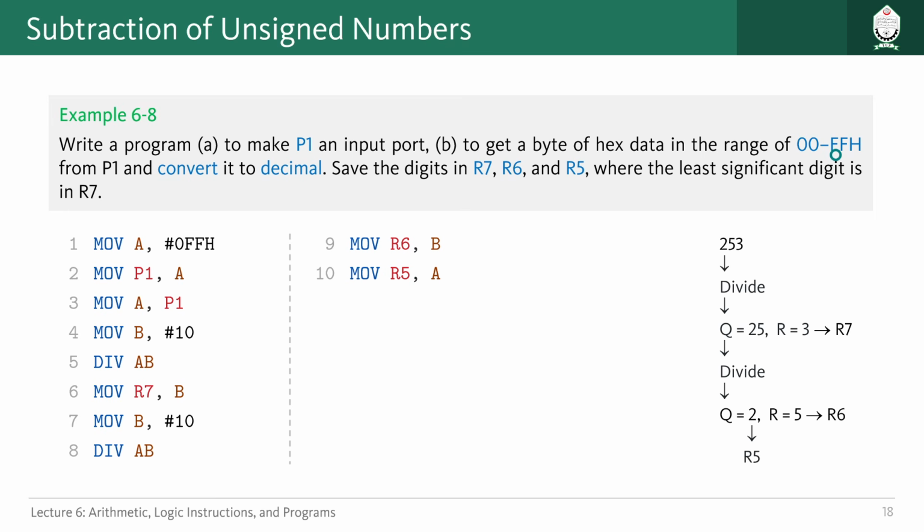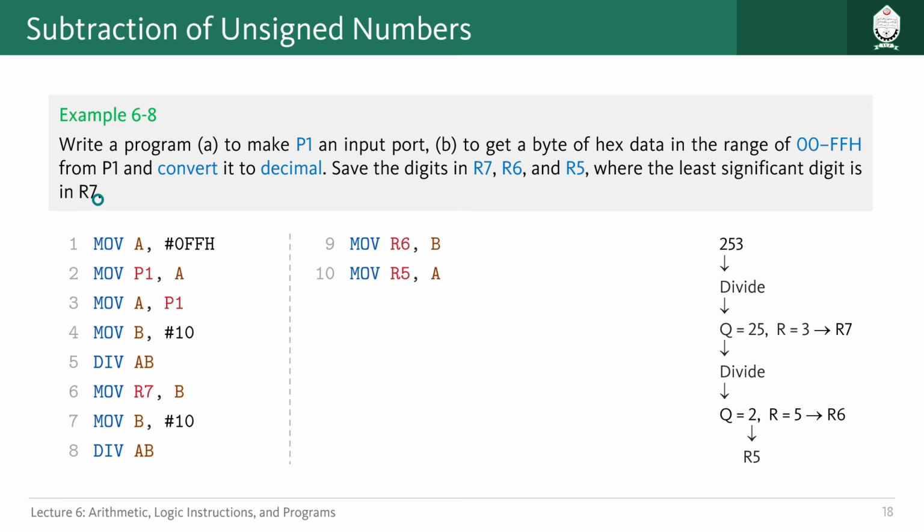In 8 bits, the result in terms of decimal, we can say 0 up to 255 is the maximum, which is in hexadecimal 0 to FFH, right? Now our task is to convert that value we are getting from port 1 to decimal, and after we do that, we have to save the digits in R7, R6 and R5, where the least significant digit should be saved in R7.